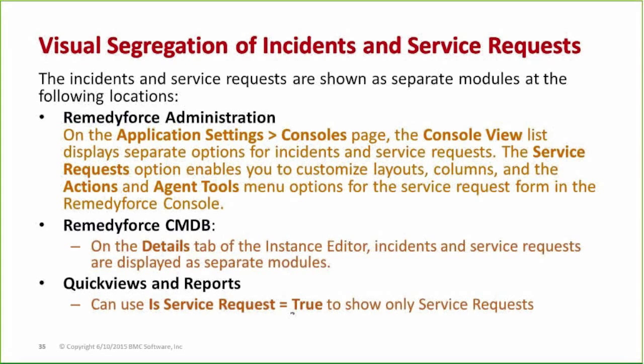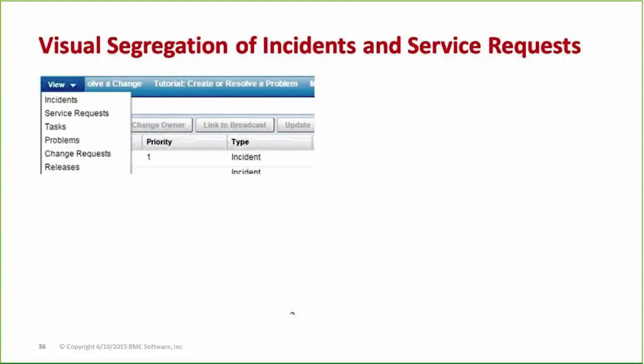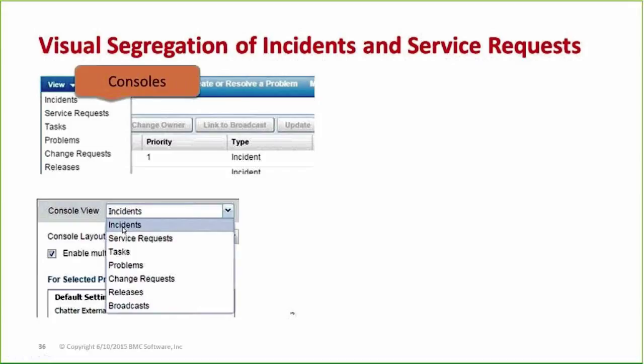Again, it's done through the Remedy administration. It's also done in the CMDB, so that if you're going to break service requests and incidents out in your Remedyforce console, it only makes sense that you would want to do the same thing when you're looking at a CI record, have those out there as well. And, of course, in quick views and our reports module, you'd want to be able to do the same thing. So here, obviously, we're in that Remedyforce console. It used to say incidents and service requests. If I hit that checkbox over there, it will now break those out into two. So that's your console view.